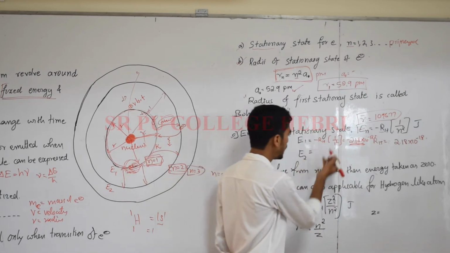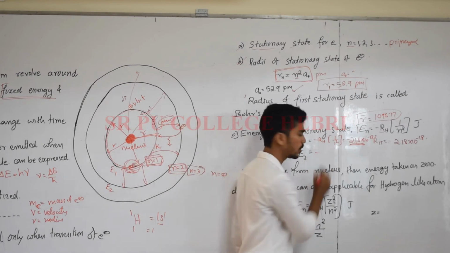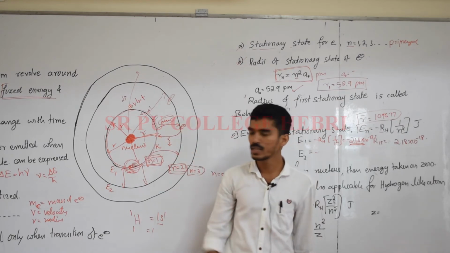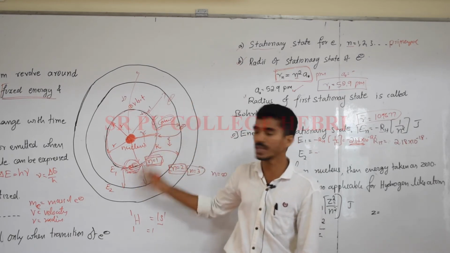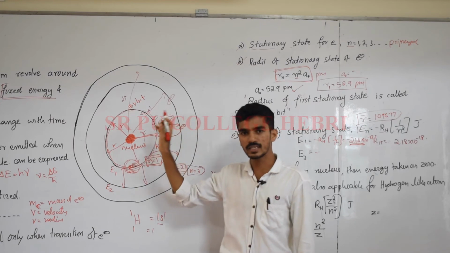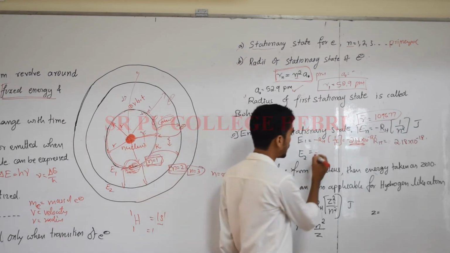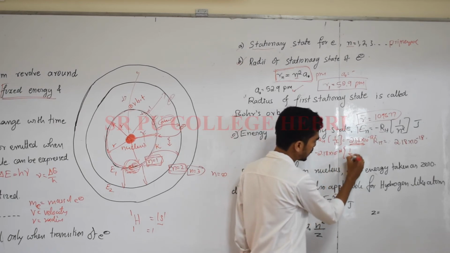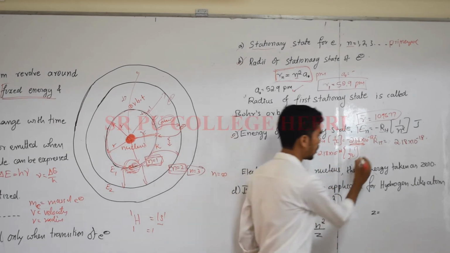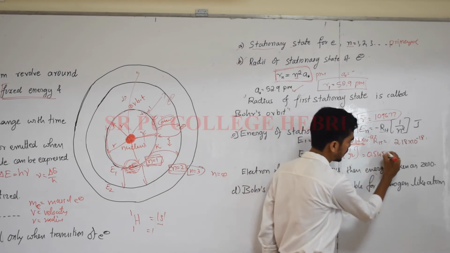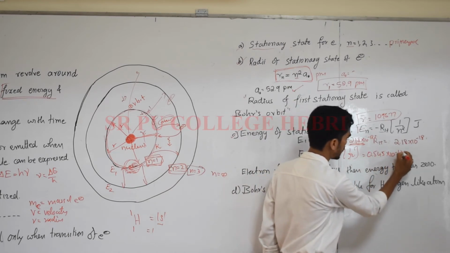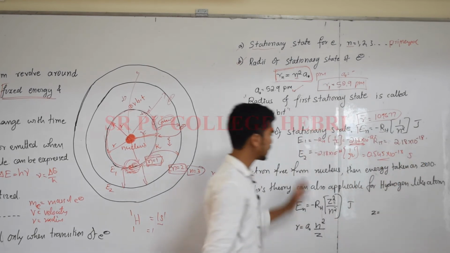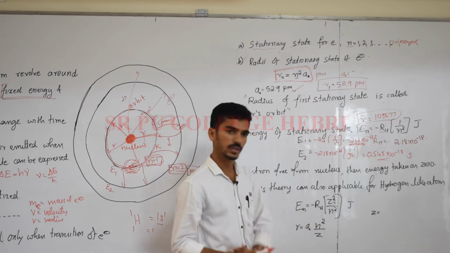Now let's calculate E2, in case the electron is excited to the next energy level. Then we should calculate the second energy level's energy. So what is the value? Rh is 2.18 into 10 power minus 18, times 1 by 2 square, which is 1 by 4. We can write 0.545 into 10 power minus 18 joule, the energy of the second orbit. You can continue calculating further like this.